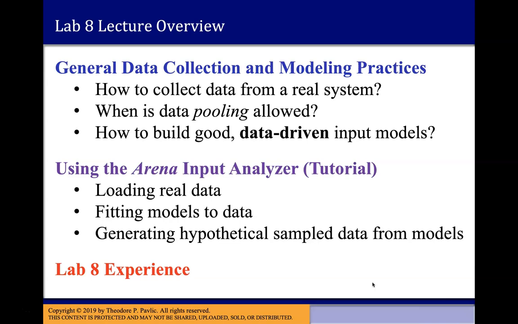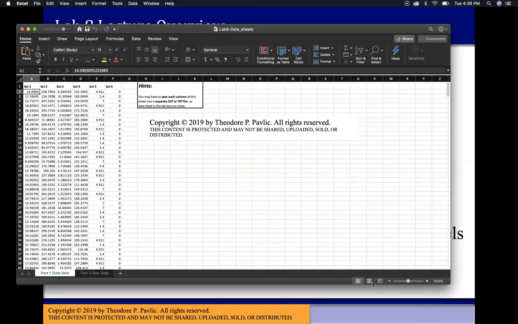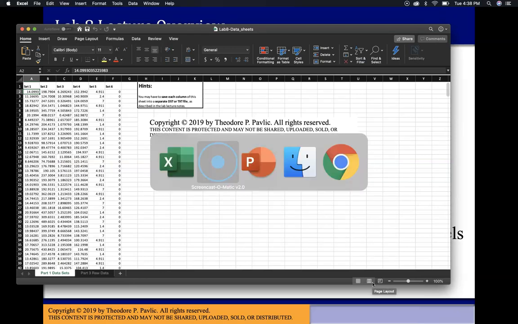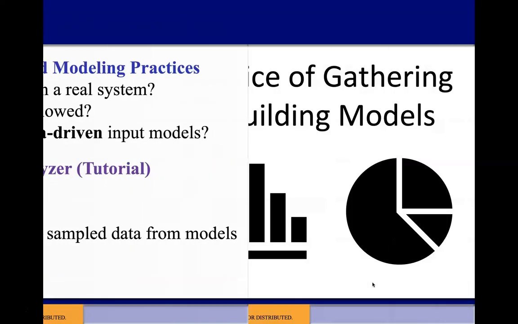So that will start in here in video 1, and then in video 2 it's going to be a tutorial of the input analyzer, a tool that comes with Arena that helps you take data like the data you'll collect for your final project and then turn them into these probabilistic input models you'll use in your stochastic simulation. And then in the final video, we'll actually talk about what's required of you for this lab experience. And there is a spreadsheet that comes with this presentation that you should be able to find on Canvas that will accompany that as well.